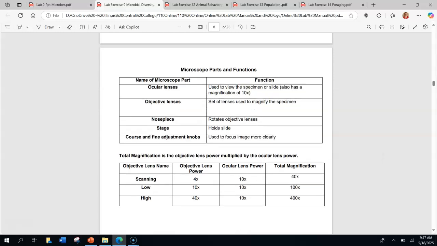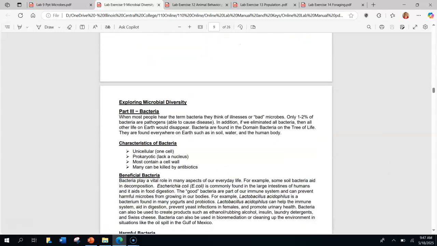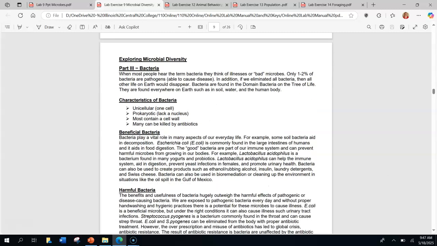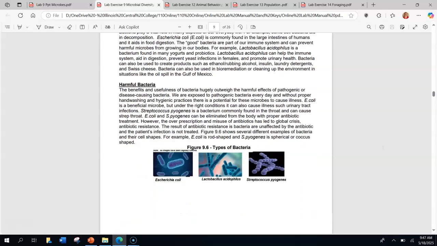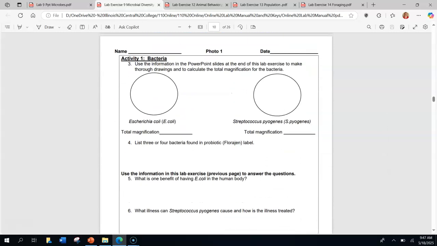So we'll look at the microscope first, and then as I scroll through here, we'll begin our investigation of bacteria. For each microbe, you'll look at characteristics, some beneficial or important facts, and then we're actually going to look at them. And since you don't have microscopes at home, you will be using the additional PowerPoint slides. They are found both in the lab manual and on the Canvas site.